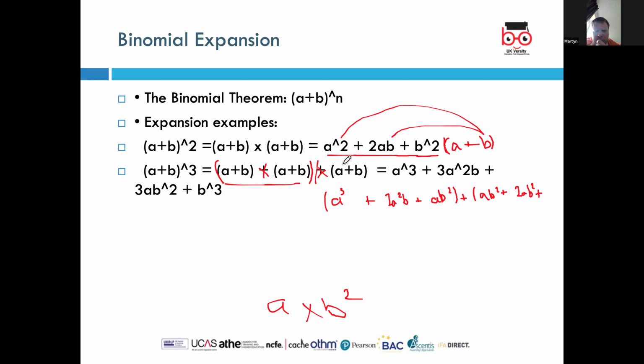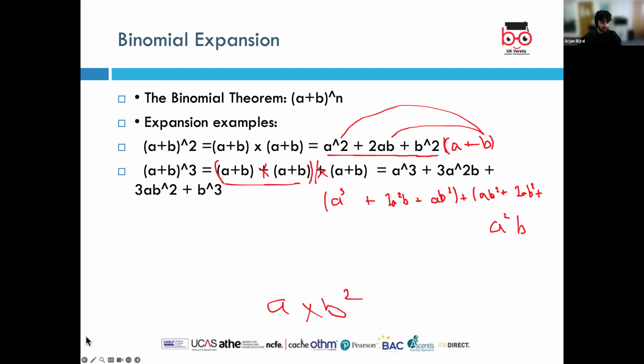Well, that'd be AB squared again, wouldn't it? Think about it. Absolutely, yes, it would be. So A squared B. Right, perfect.